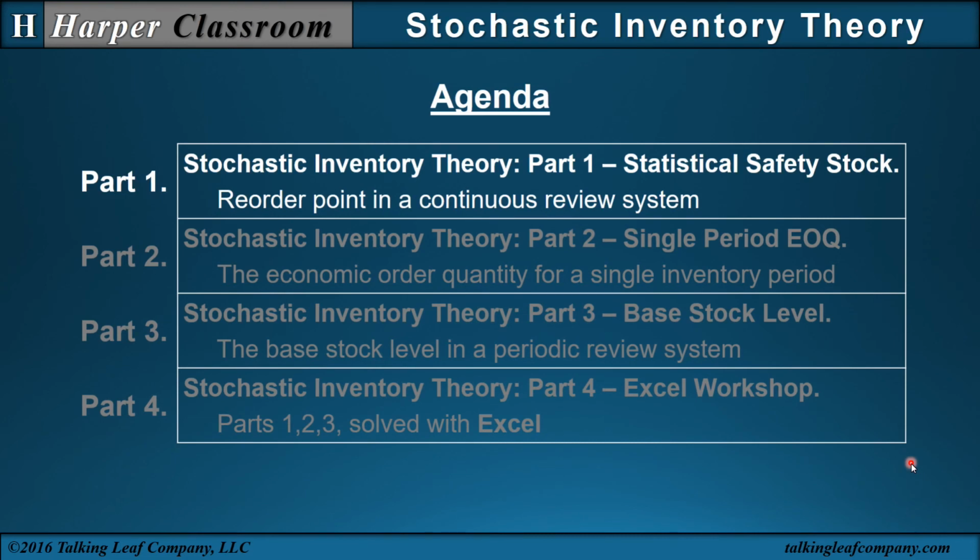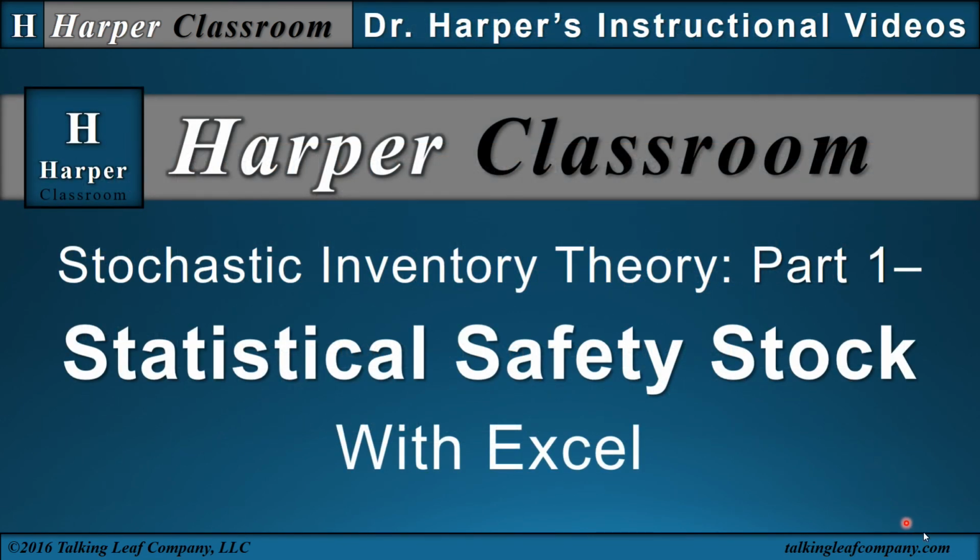This is Part 1, Statistical Safety Stock, which is the reorder point in a continuous review system. Part 4, which I call the Excel workshop, I will solve Part 1, 2, and 3, starting from raw data. With this ends the video Stochastic Inventory Theory, Part 1, Statistical Safety Stock with Excel.